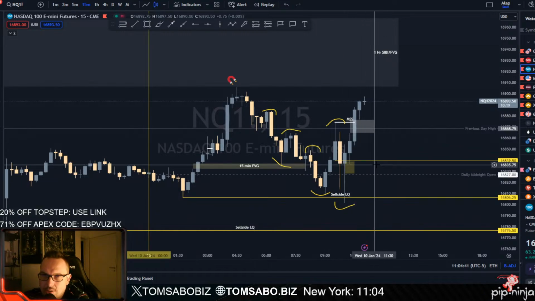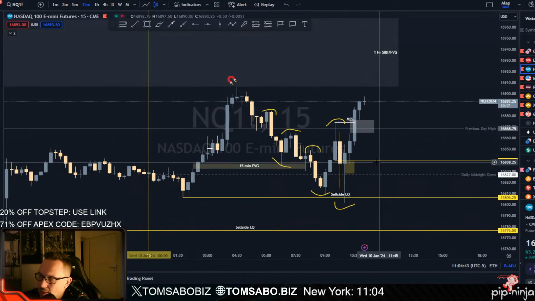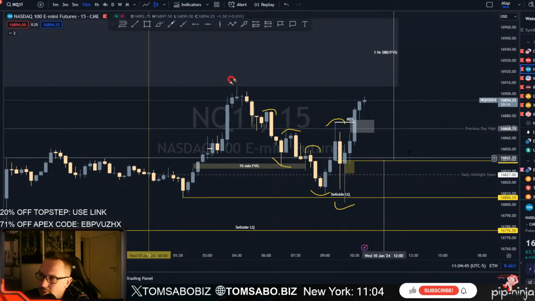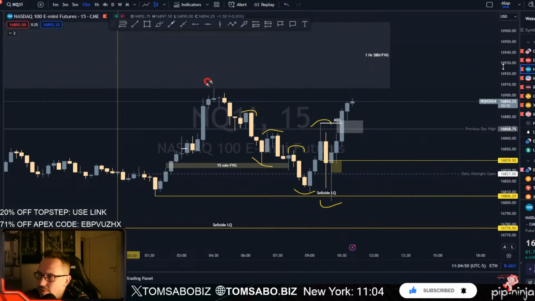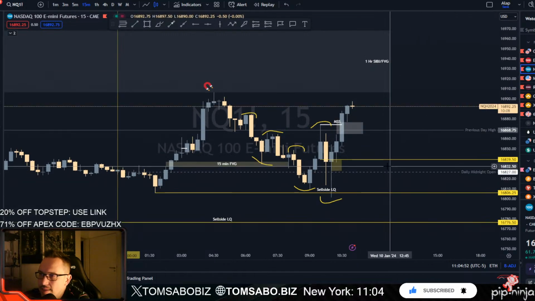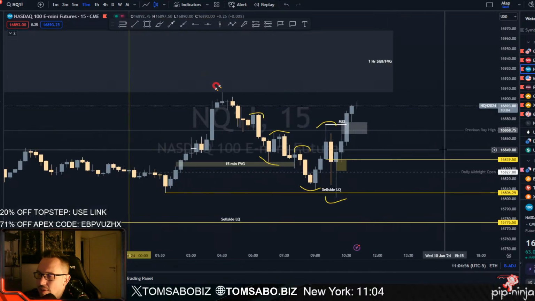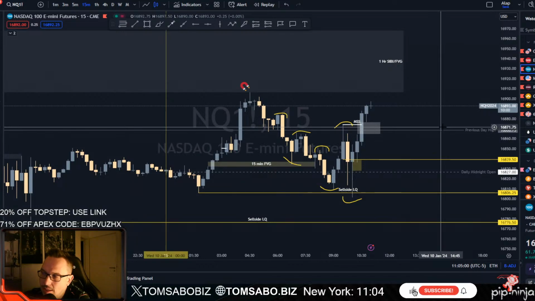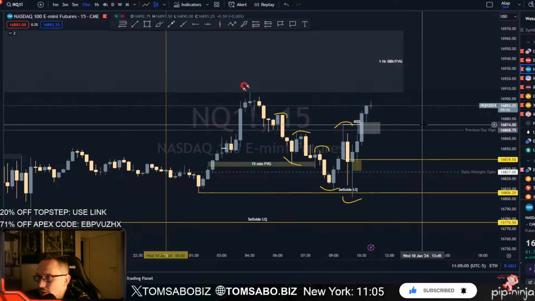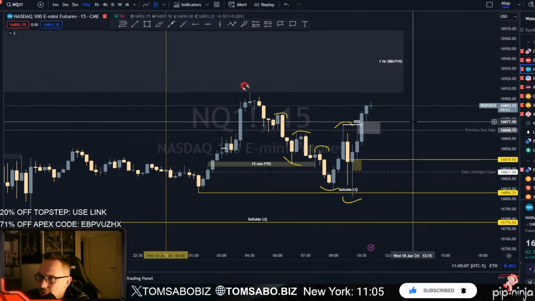Yes, correct answer. It's a bullish breaker. There you go, Maximus. It's a textbook bullish breaker. It doesn't get any better than this. I mean, it's not the most beautiful one, but anyone can say whatever you want. This is a bullish breaker.